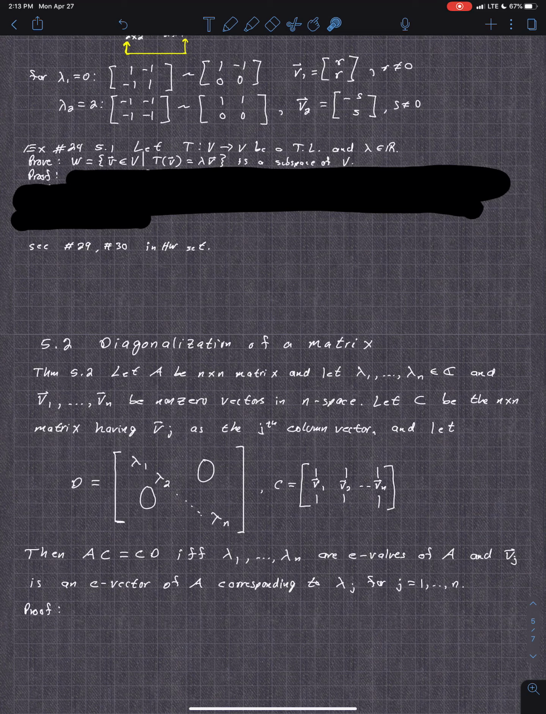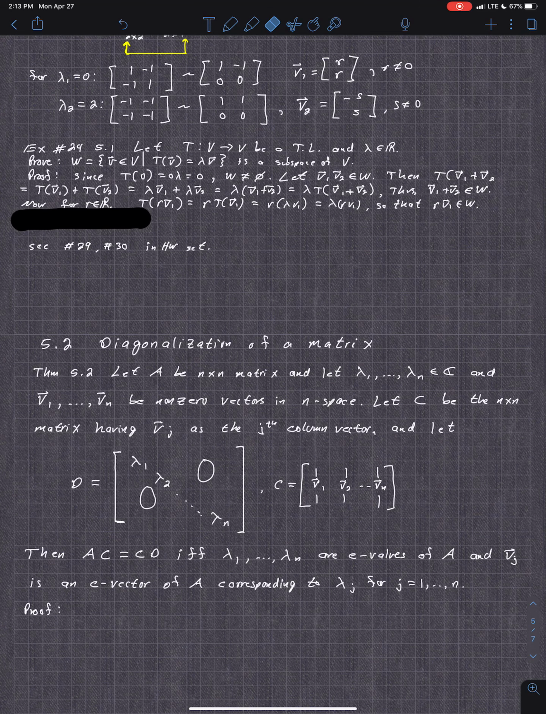I really didn't want to spend too much time on this and want to get on to the new stuff, but you want to show closure under both addition and scalar multiplication, and that it's non-empty, meaning 0 is in it. So try that. First, show that 0 is there. You put in 0, and of course you're going to get 0. So it's non-empty. So W is not equal to the empty set.